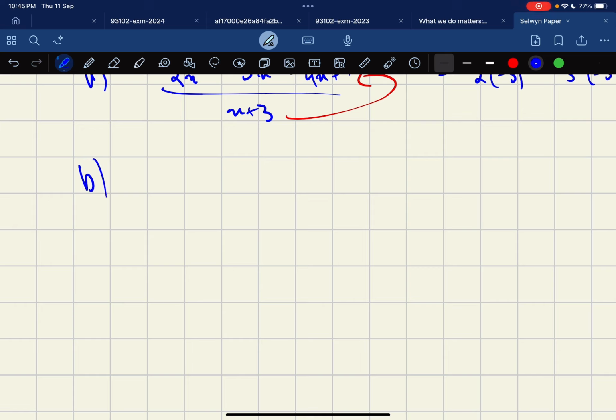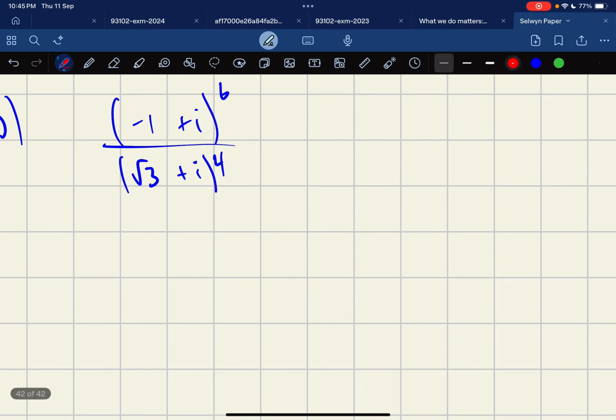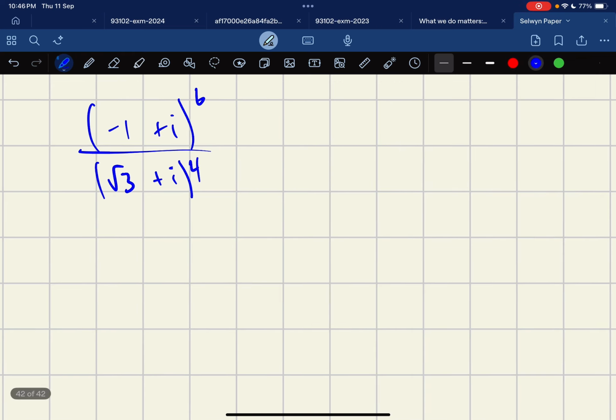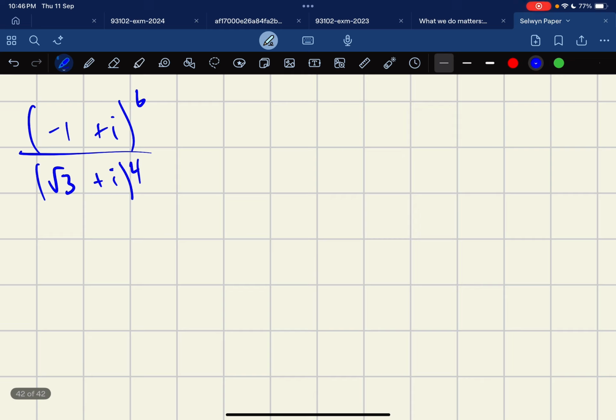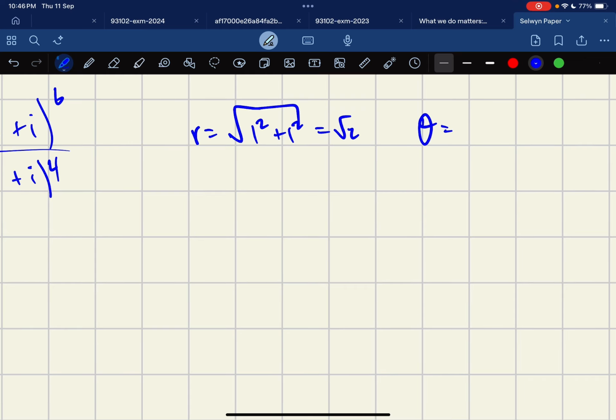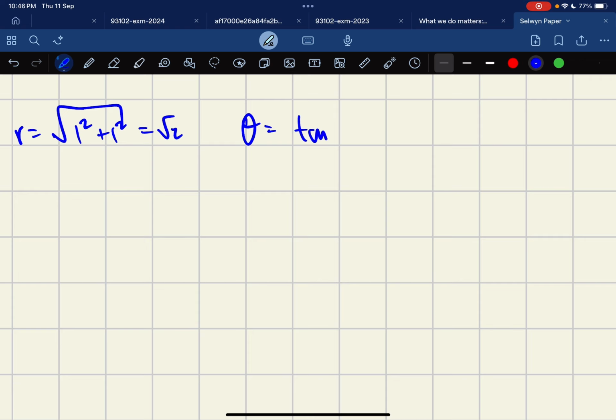Okay, that's it. Part B, simplify this: negative 1 plus i to the power of 6 over root 3 plus i to the power of 4, and leave it in polar form. So if you want to leave it in polar form, you should probably do it in polar form first. So convert negative 1 plus i into polar form. For the first one, the modulus is equal to the square root of 1 squared plus 1 squared, which is just root 2. And then the argument is going to be the inverse tangent of 1 over negative 1, which gives you negative pi over 4.